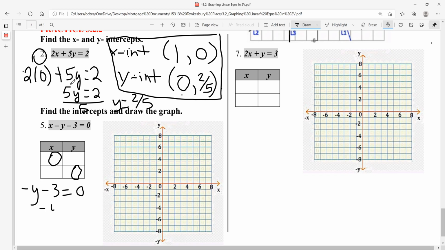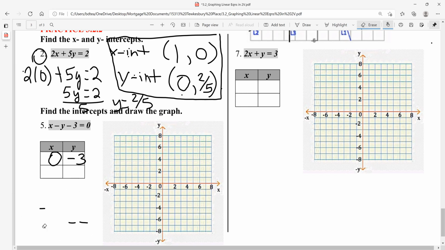So negative y equals 3 if you just add 3 to both sides. And then y equals negative 3 because you divide both sides by the coefficient negative 1. So when x is 0, y is negative 3. All right, so what about when y is 0? We're using the same equation, but now we're going to let y equal 0.